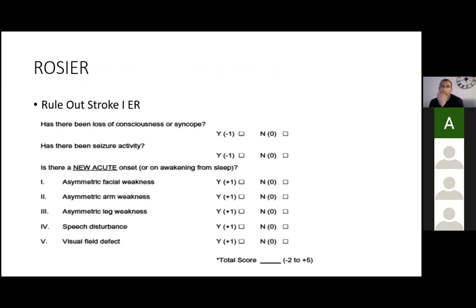And then one thing that you might come across is the ROSIER. The ROSIER is basically to rule out stroke in the emergency room. This is the ROSIER classification, similar to how we use the Wells score and things like that. This is more to rule out stroke in ED.